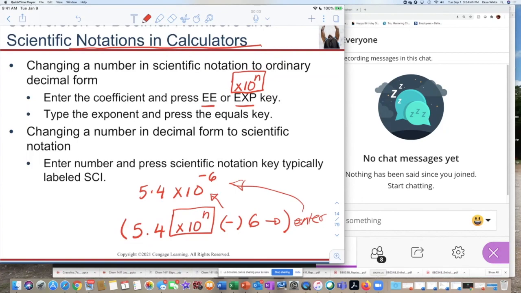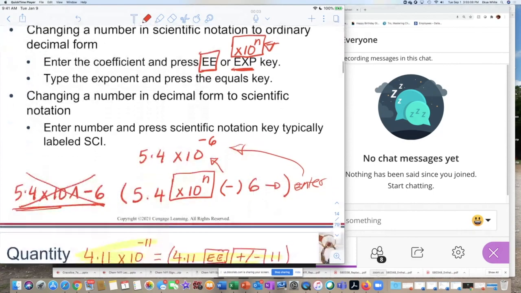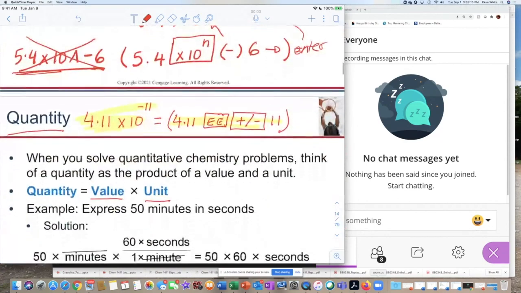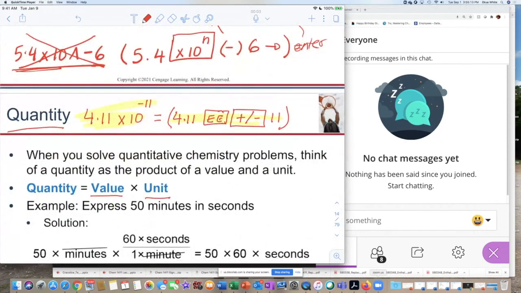Okay? When I do it this way, I always get the answers right. If you use 5.4 and then use the times operation and then 10 and hat negative 6, this may give you errors. So I strongly discourage you guys from using this. Use the EE or the EXP or this if you have it. Okay? Any questions about that? So once again, I show this here.